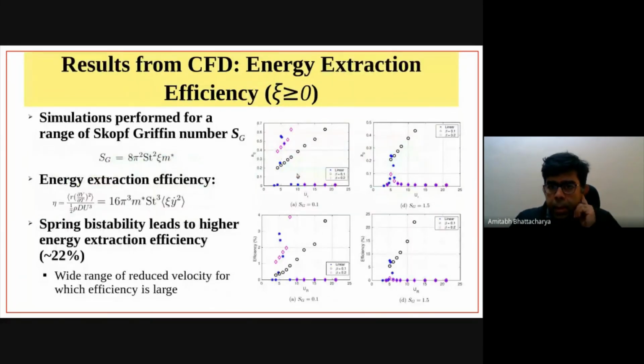Now what we also looked at is energy extraction, and again I don't have much time to talk about this, but this work is now under review, where we looked at the energy extraction efficiency. What we found was that again with bistable springs you get a very large range over which you can extract energy, and in fact if you systematically vary this Skop-Griffin number, then there is a sweet spot in the Skop-Griffin number where you can actually get about 20 to 22% energy extraction efficiency with a bistable spring of beta equals 0.1.